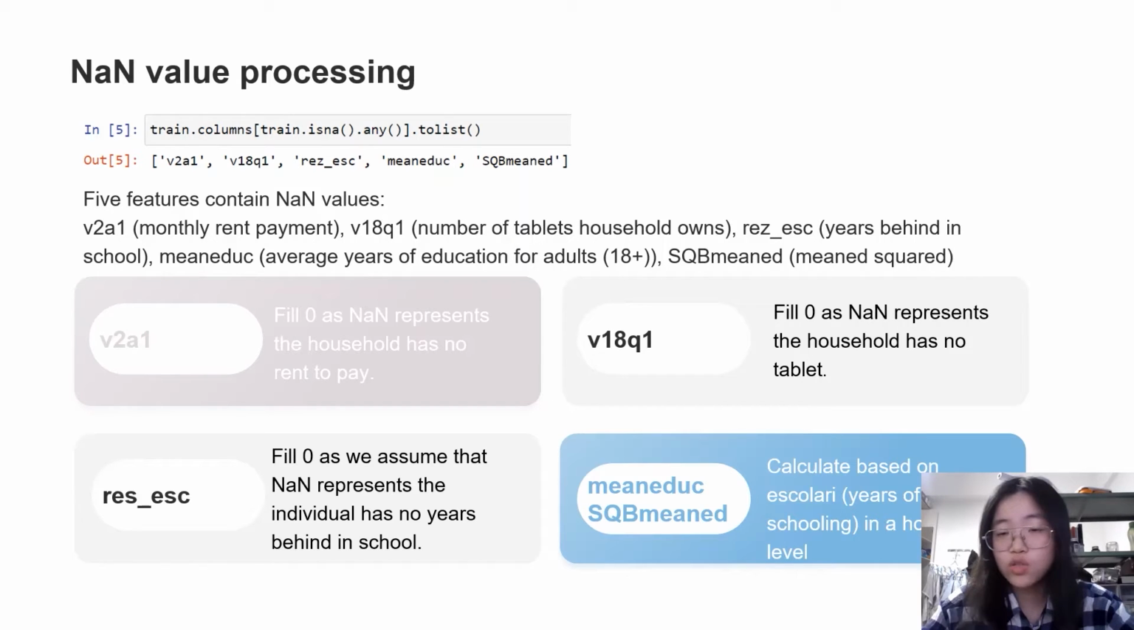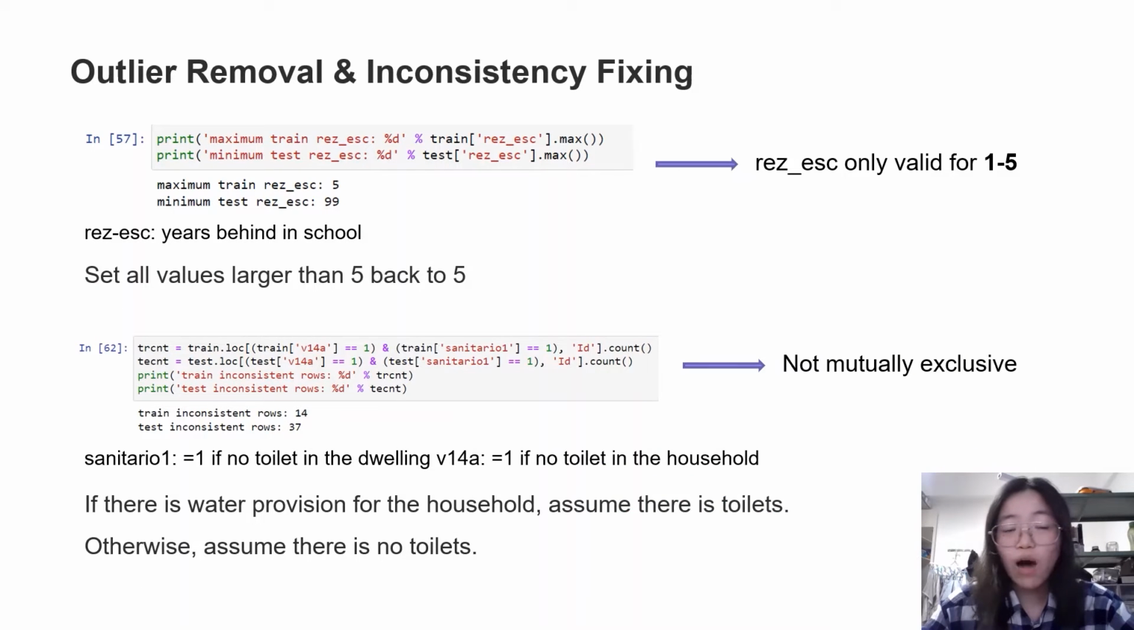For example, for V2A1, missing values in this column represent that the household has no rent to pay. For mean education and SQB mean education, they mean average years of education for adults and the squared value. As the dataset also contains similar features, we compute the values for these 2 columns using the feature escolari, which means years of schooling.